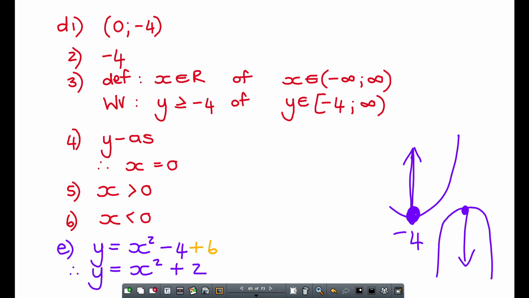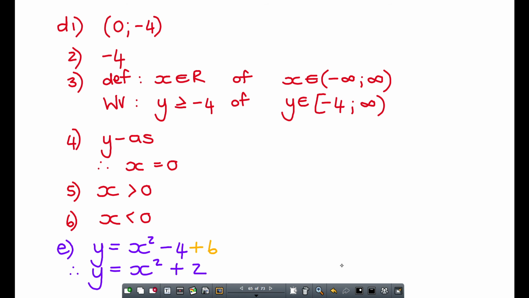Right, then 5, you guys might have struggled with a bit. At 5 it says, die waardes van x waarvoor f stygend is. Okay, increasing.